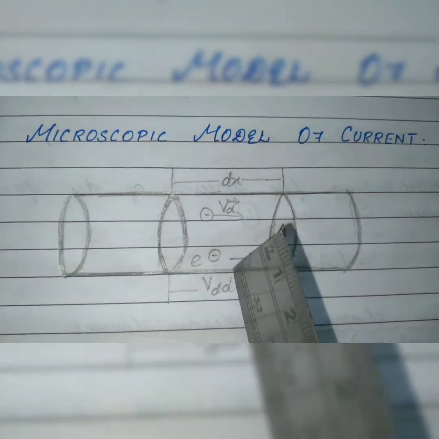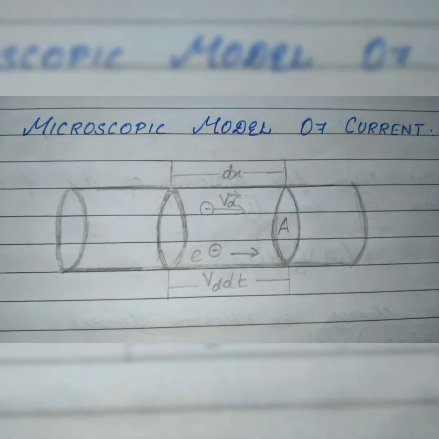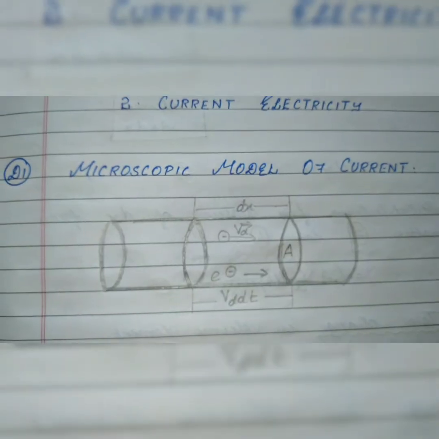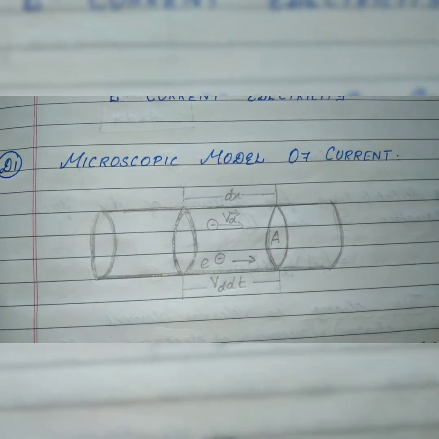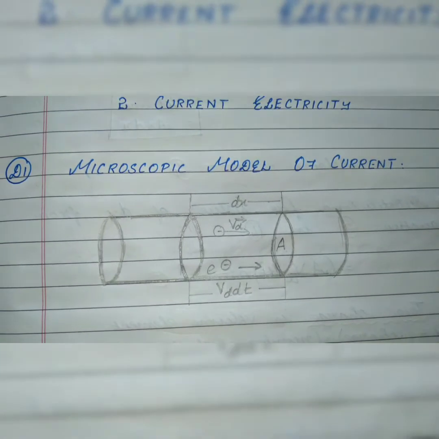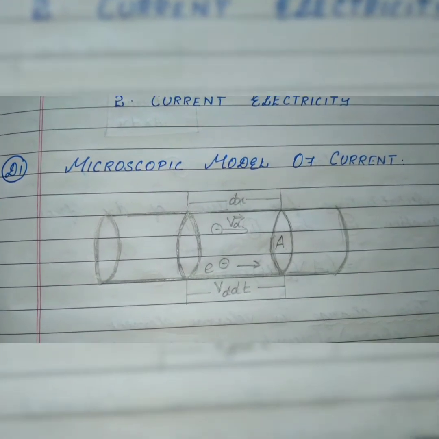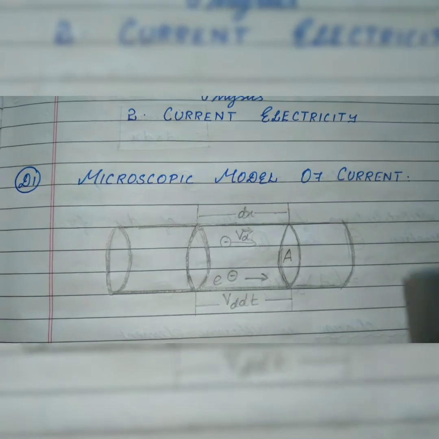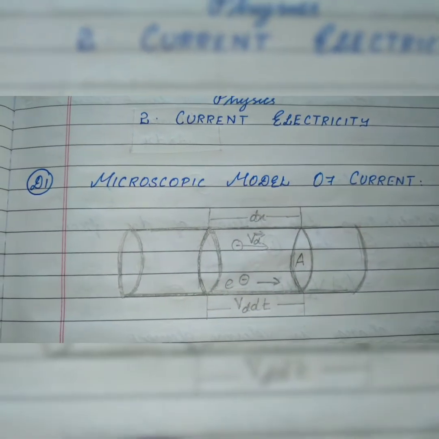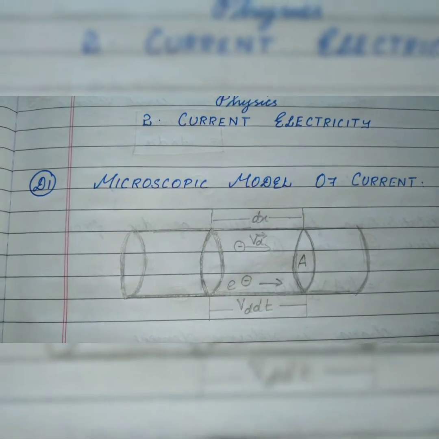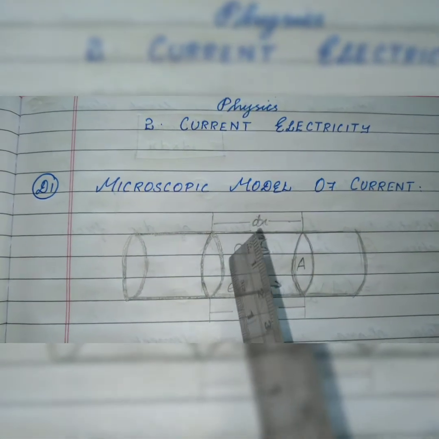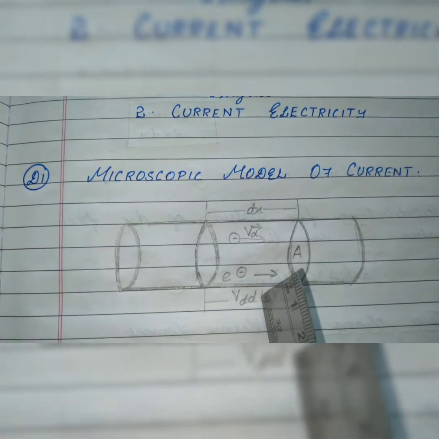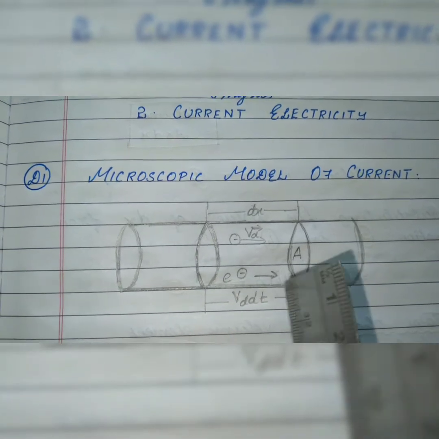Now, do you know what is drift velocity? Now, I will tell you what is drift velocity, okay? Drift velocity is the average velocity acquired by the electrons inside this conductor when it is subjected to an electric field, okay? The average velocity acquired by the electrons when it is inside the conductor.